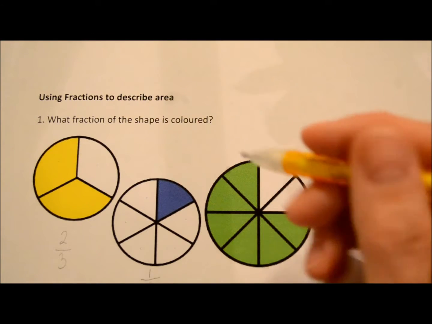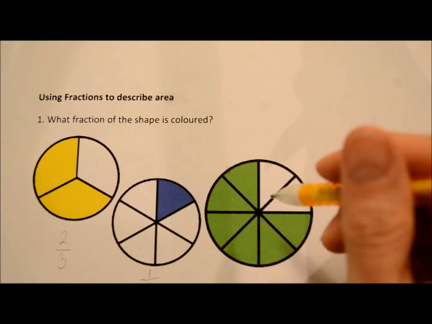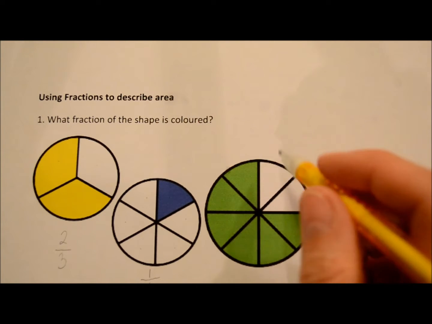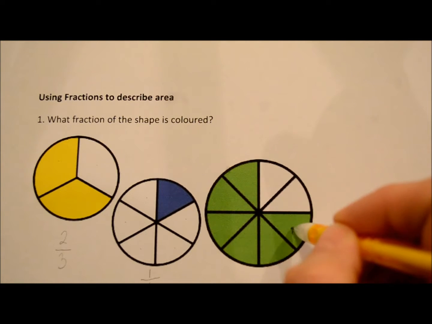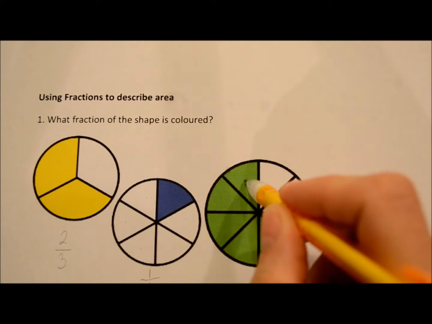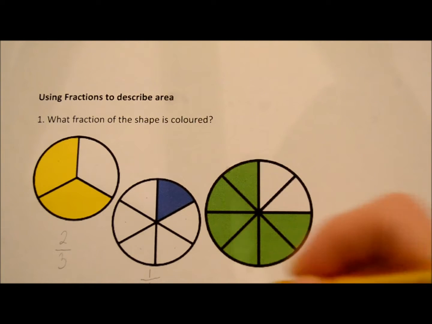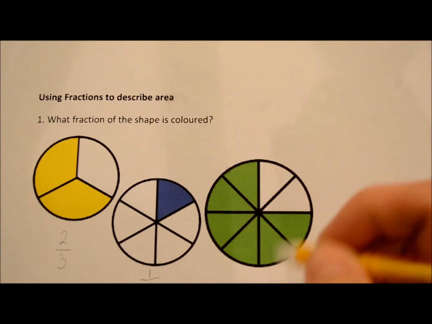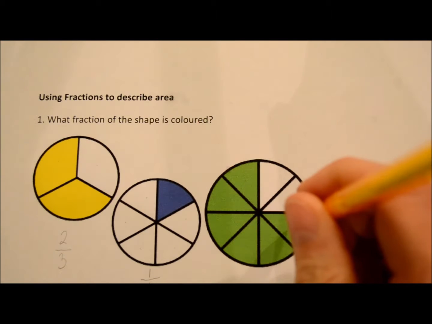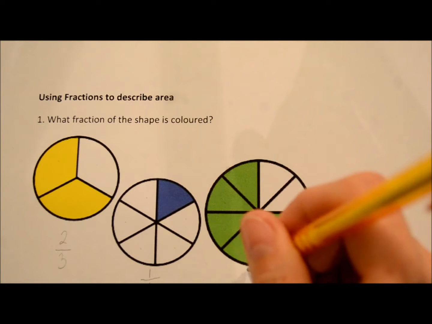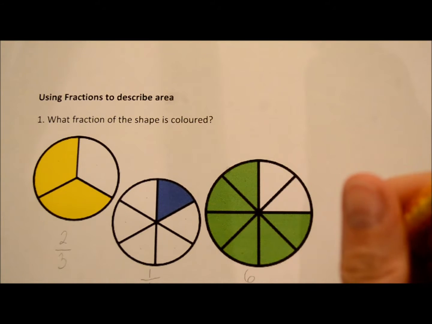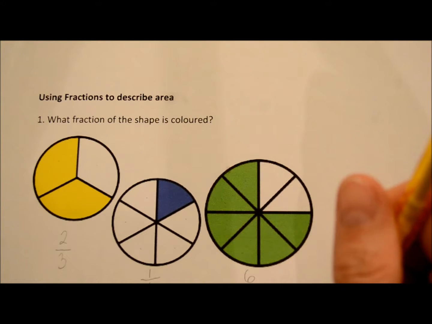All right, now for this awesome one that looks like a lot of green pizza. We're going to start with our denominator, our bottom number. 1, 2, 3, 4, 5, 6, 7, 8. And then we're going to count how many are colored in. 1, 2, 3, 4, 5, 6. So 6/8 are colored in.